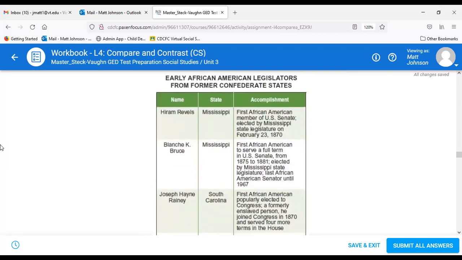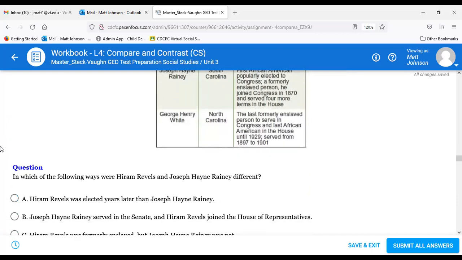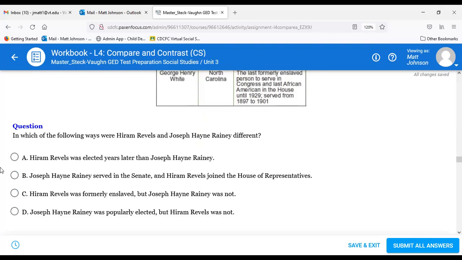Okay, and nine... Christiana, could you read number nine for us? Okay. The question says, which of the following ways were the names Hiram Revels and Joseph Hayne Rainey different? A says Revels was selected years later than Joseph Hayne Rainey.